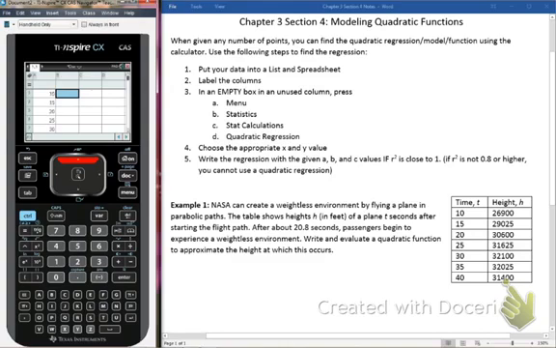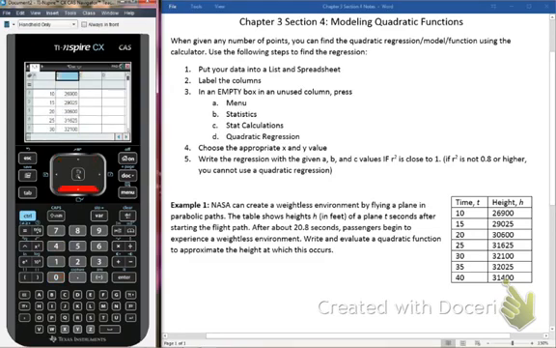I also have 26,900, 29,025, 30,600, 31,625, 32,100, 32,025, 31,400. Alright, so we have all the data.